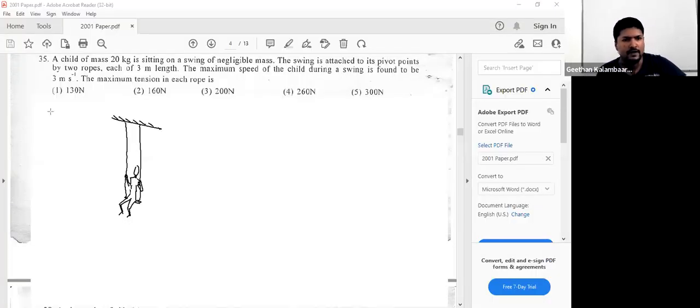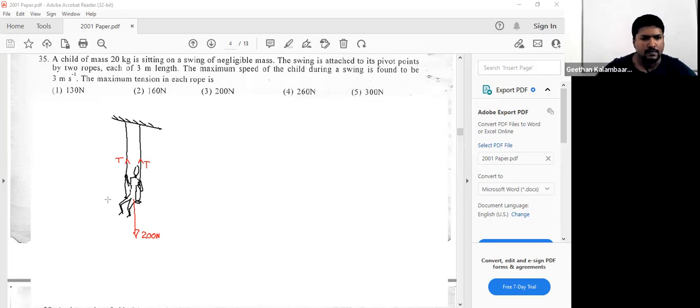Question number 35 refers to vertical circular motion. So there's a swing, and there's a child on the swing, attached to pivoting points with two ropes, each of length 3 meters. So we can mark the forces here. There's an mg weight, given as 200 newtons, and there'll be tensions in the rope. We assume them to be equal, right?